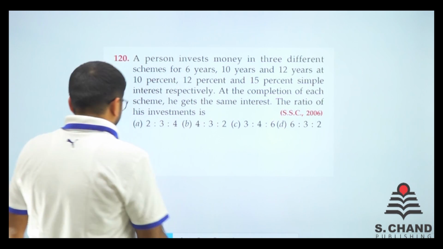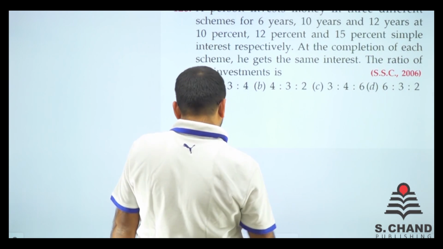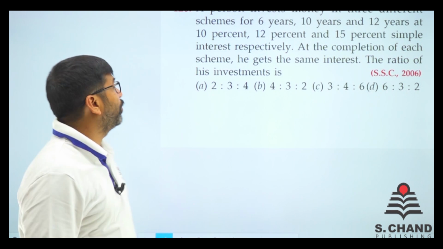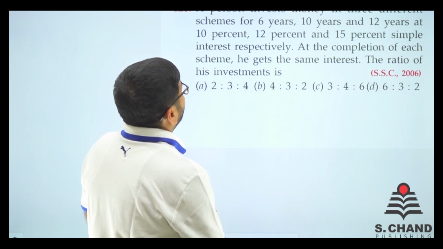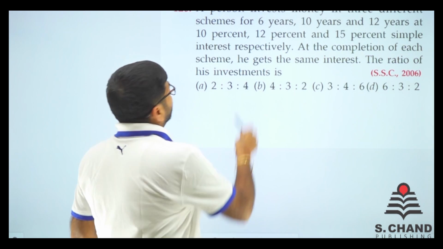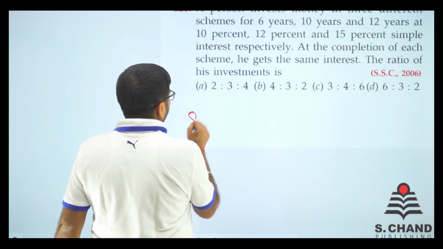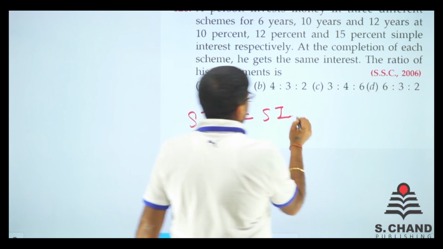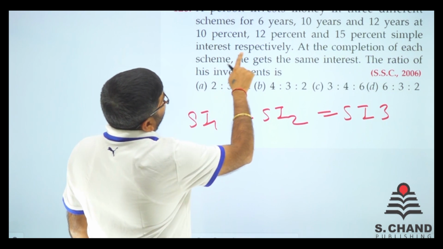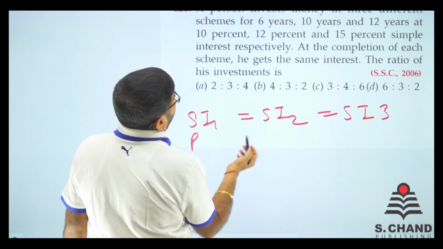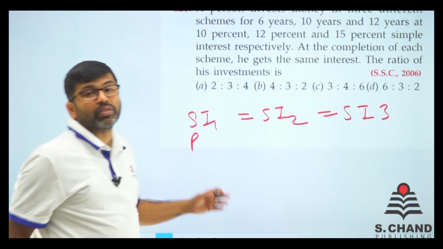Here we go. A person invests money in 3 different schemes for 6 years, 10 years and 12 years. Now, how to do these types of questions? We have 10%, 12% and 15% interest. At the completion, he gets the same interest, so SI1 is equal to SI2 is equal to SI3. The principal is not the same, since the person invests in 3 schemes. We need to find the ratio of investment.